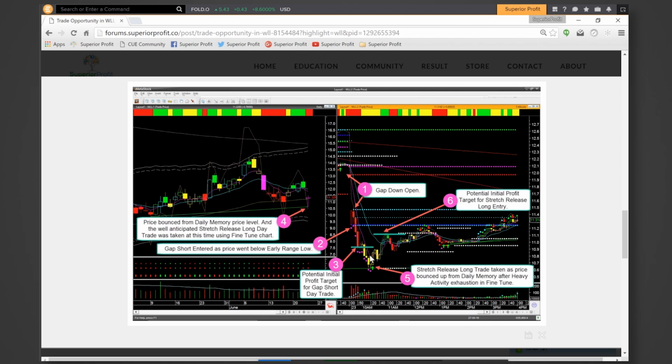So at this point, potential initial profit target for gap short day trade, looking at the early range distance, we book half profit here. The rest half will be stopped out probably, but we will get good profit already. Already we get good profit.